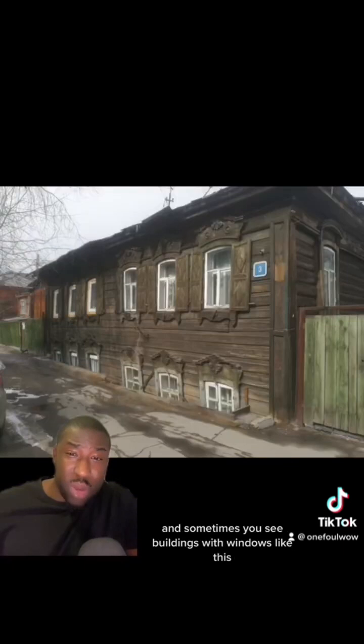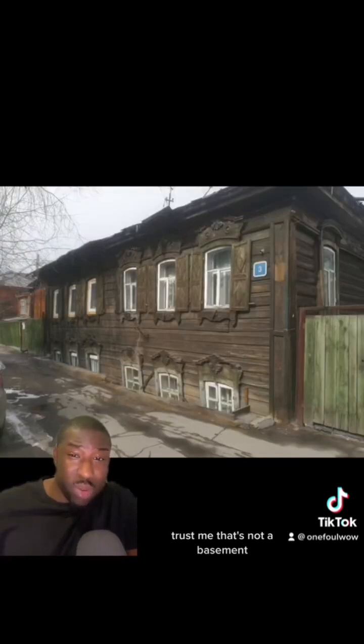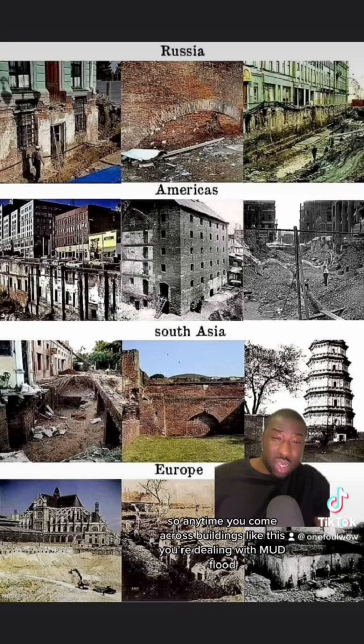And this is the reason why so many buildings have windows partly buried in the ground. If you notice with this one, the windows get smaller and smaller. And sometimes you see buildings with windows like this. Trust me, that's not a basement. Because if you keep digging, you will see the original front door. Oh my days. So anytime you come across buildings like this, you're dealing with mud flood.